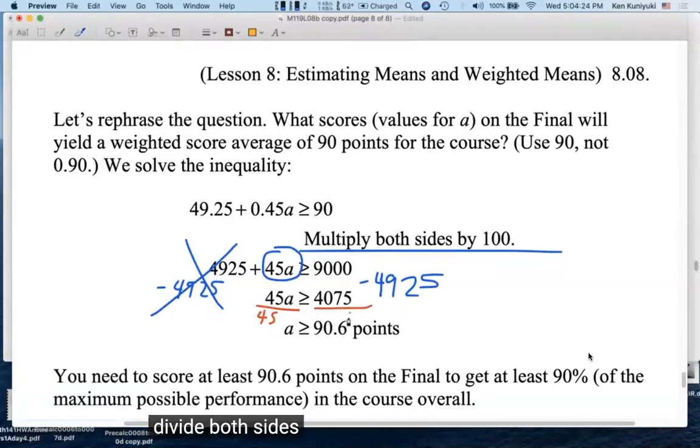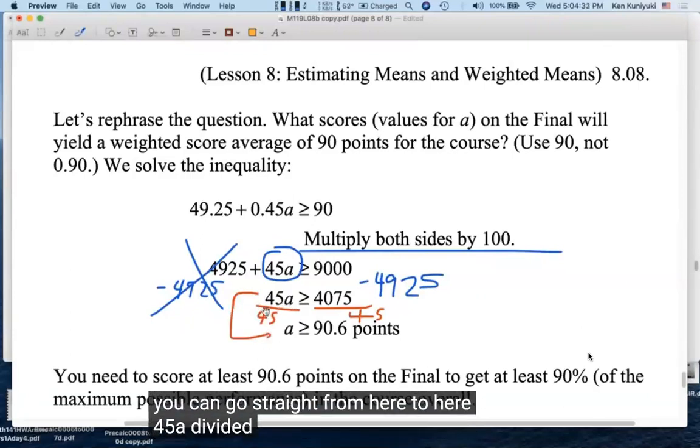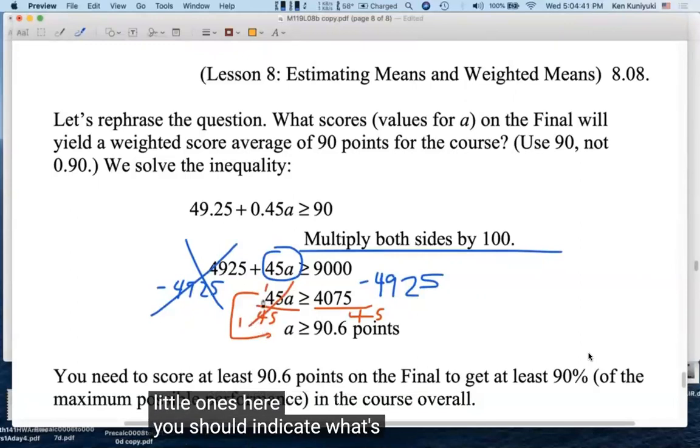Divide both sides by 45. I'm showing this for your benefit. You can go straight from here to here. 45A divided by 45, you're left with A on the left. Technically, you should put little ones here. You should indicate what's left, all right?